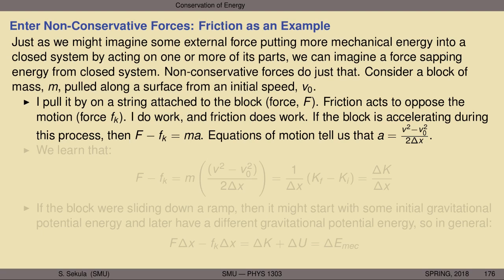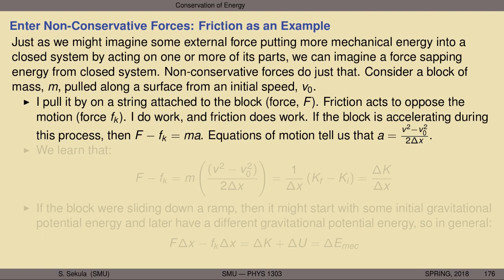If the surface in contact with the block has friction, then I know that there's a friction force, F sub K. The block is moving. This is kinetic friction. Now, I do work, and friction does work. And if the block is accelerating during this process, then we know, thanks to Newton's second law, that the sum of the forces must be equal to the mass times that acceleration. So the force I exert, big F, minus the force exerted by kinetic friction, F sub K, is equal to M times A.